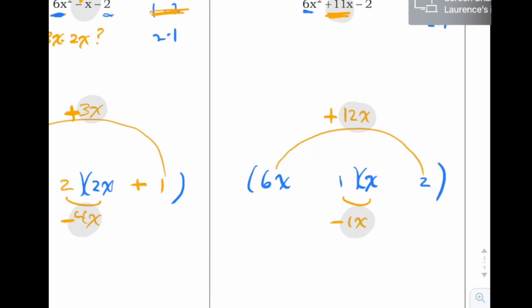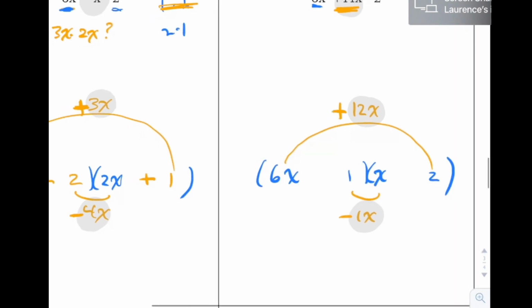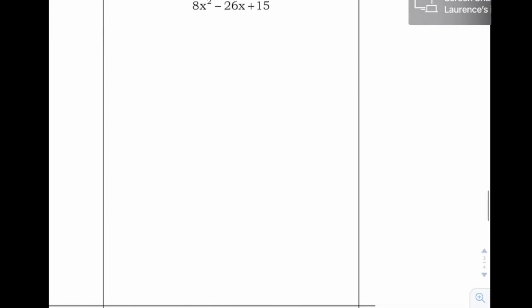I'm glad I tried the 6x times the x. See, now I'm happy. Okay, so if I want a plus 12x, I have to multiply the 6x times a plus 2. And if I want a minus 1x, I have to multiply a minus 1 times x. And again, let's just make sure that by making this a minus 1 and this a plus 2, we still get what we need. Yes, we do. Minus 1 times plus 2 is minus 2. So it's working just great. Boy, that was quicker than I thought it would be.